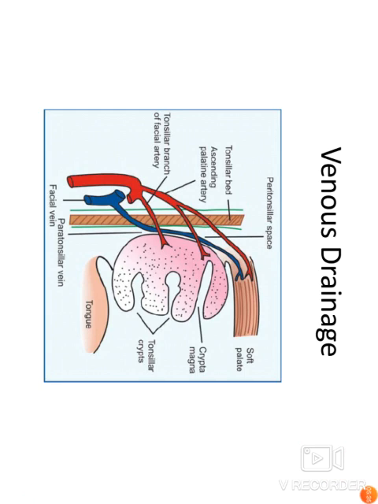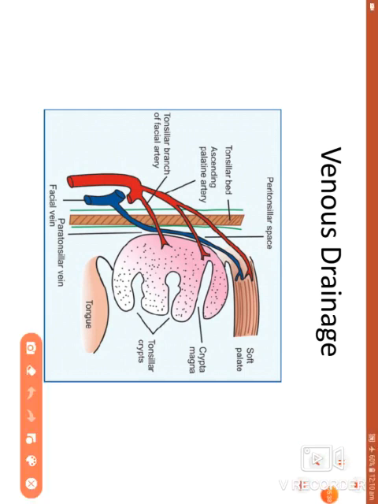Here you can see the venous drainage. This is the medial surface showing tonsillar crypts, with the deeper crypt on the upper aspect forming the crypta magna. These are the veins. Small veins join to form the paratonsillar vein, which drains into the facial vein. So the venous drainage is towards the facial vein.